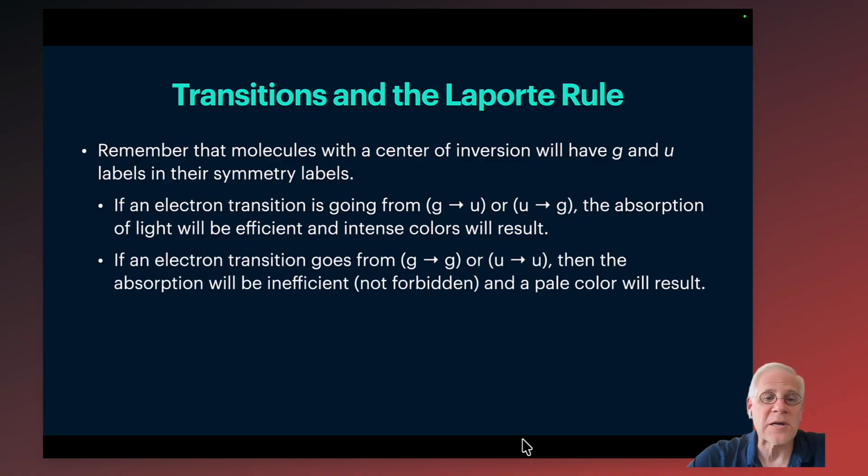However, if you have an electron transition going from a G to a G or a U to a U, then the absorption is not going to be very efficient. It would be considered to be inefficient. It's not necessarily forbidden because most of these compounds do have a pale color resulting from those electron transitions, but you don't get a lot of electrons transitioning. And as a result, the amount of color that comes out of these compounds is very low.